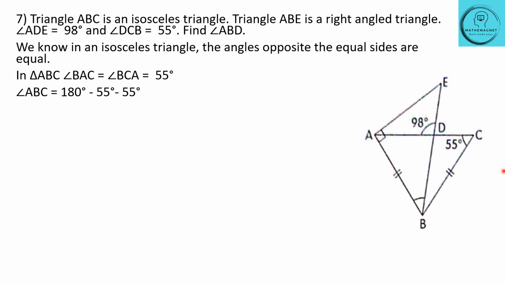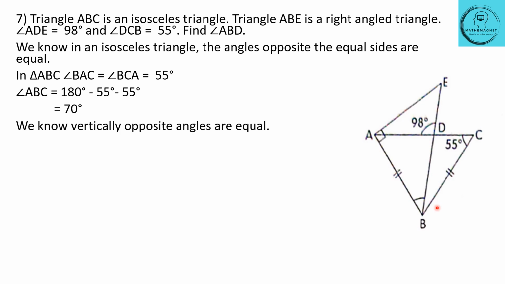Now angle ABC can be calculated by subtracting 180 minus 55 minus 55, which is equal to 70 degrees. Now we found the third angle in the isosceles triangle. And now here we know vertically opposite angles are equal, correct? So angle ADE will be equal to angle BDC. When we consider the lines AC and BE, these two are vertically opposite angles. So if this is 98 degrees, this will be 98 degrees, correct?